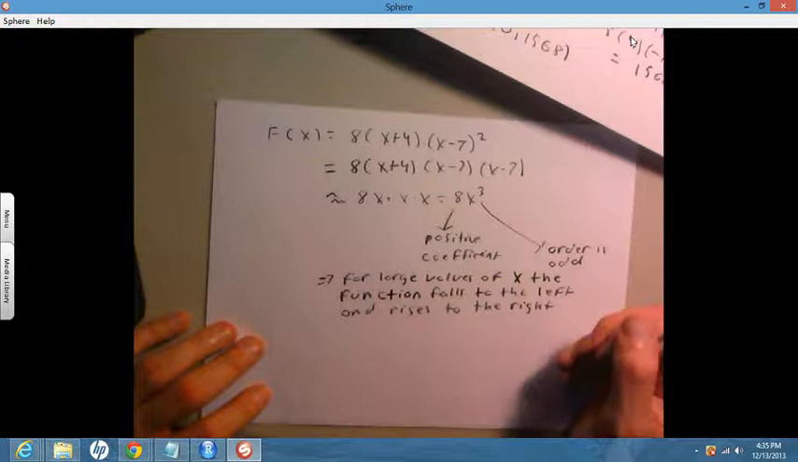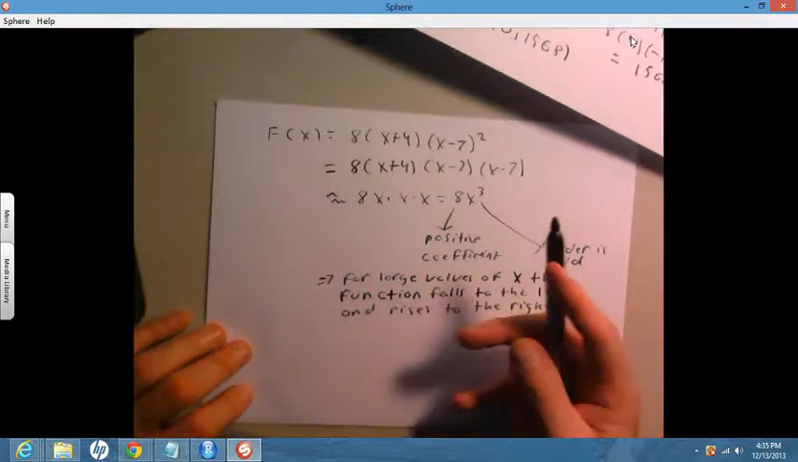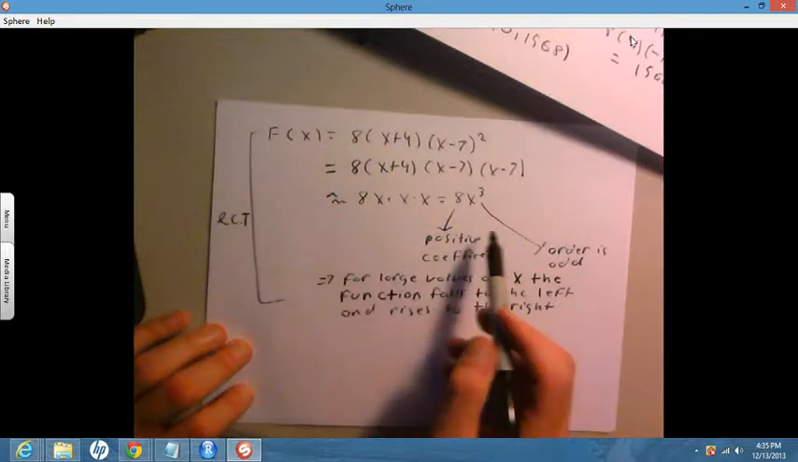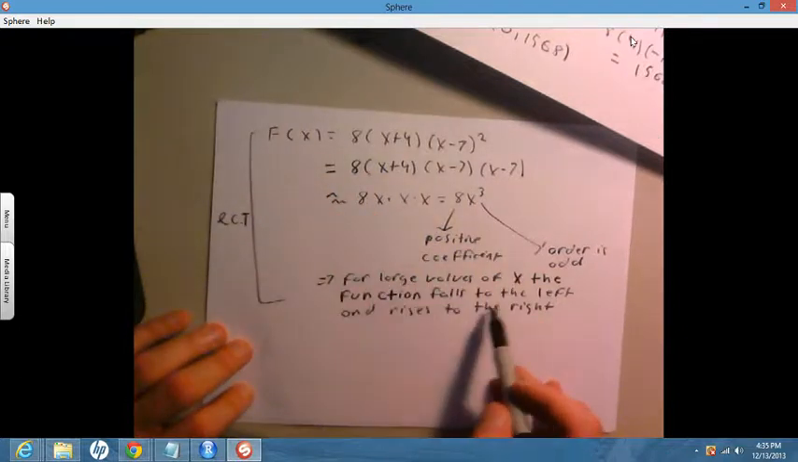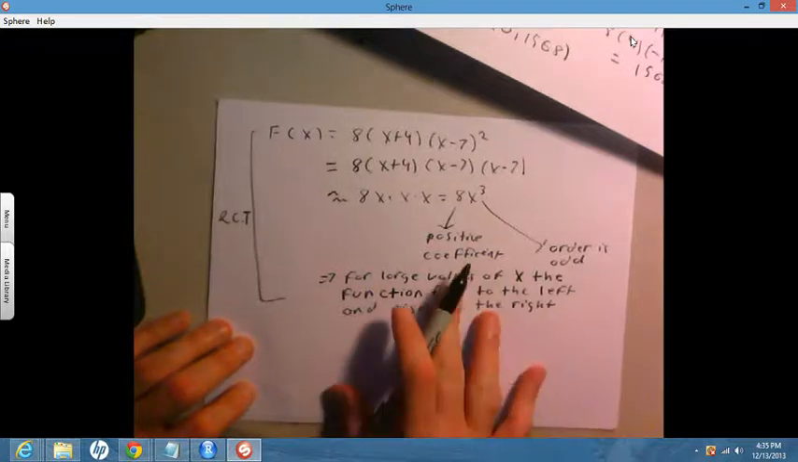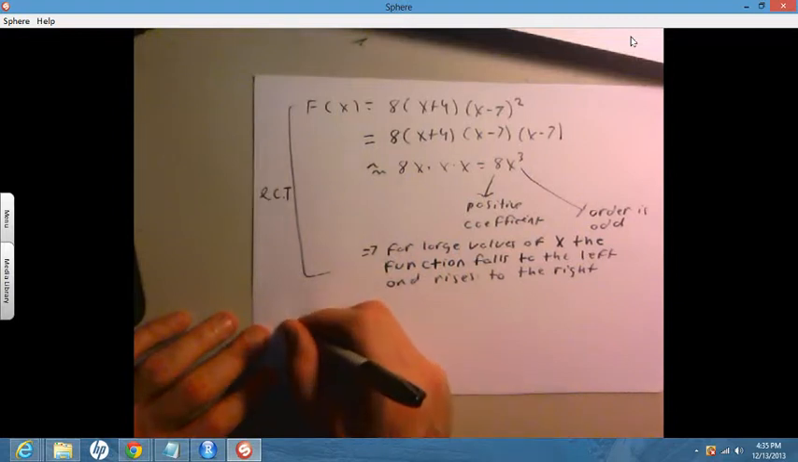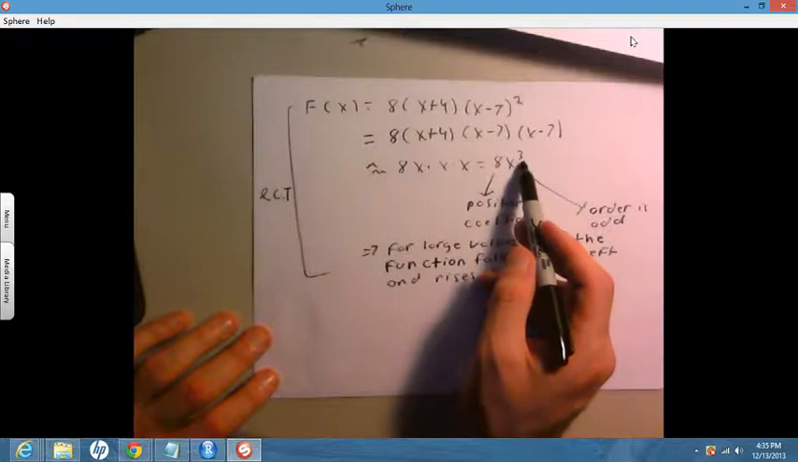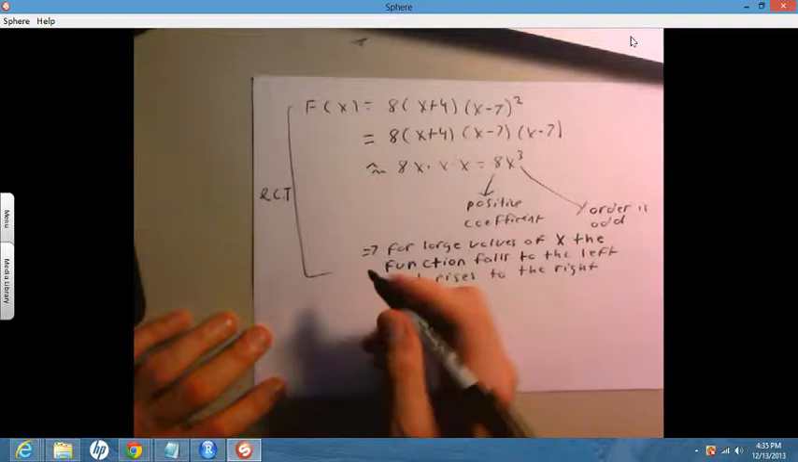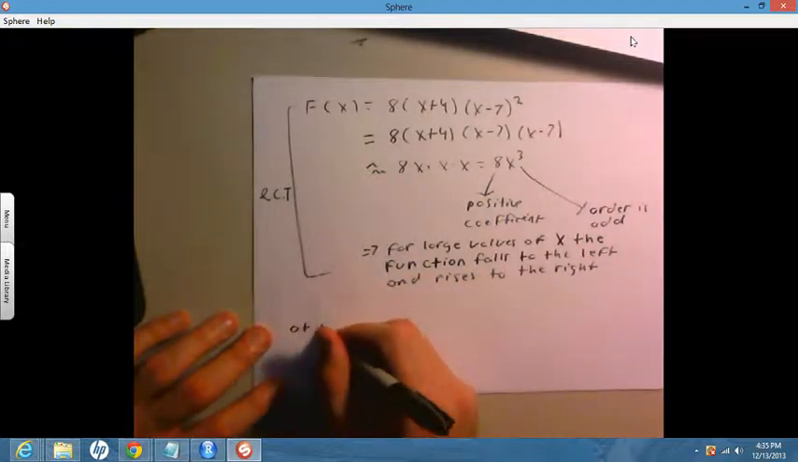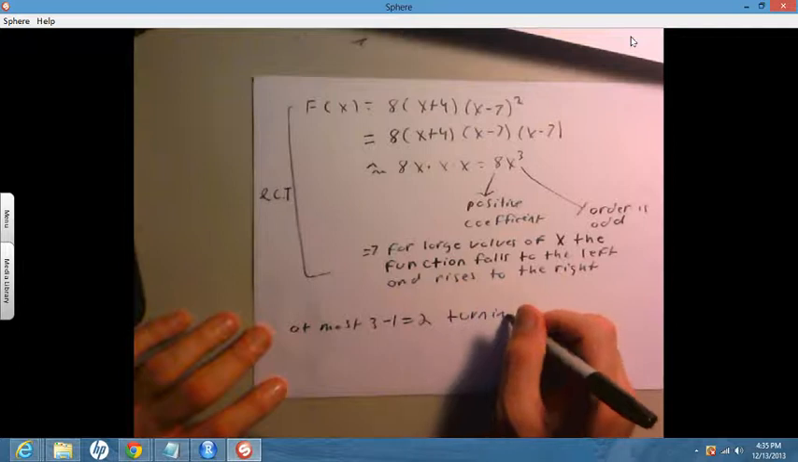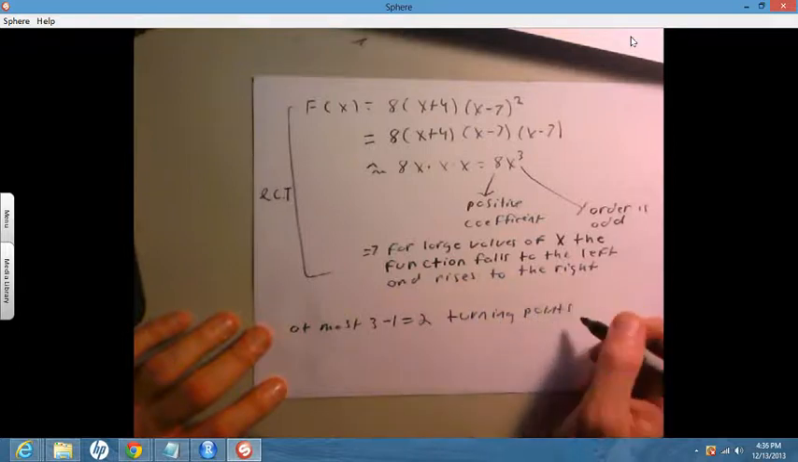And what we can do now is we need one more thing. So that's the leading coefficient test. We know that the function for large values of x is going to rise to the right and fall to the left. Now the last thing we're going to use to graph this is the number of turning points. Since this is the highest order term, we know it's a third degree polynomial. And the maximum number of turning points is the degree minus 1. So since it's the third degree, 3 minus 1 is 2. So we have, at most, 2 turning points. Okay, so now we're ready to graph this.